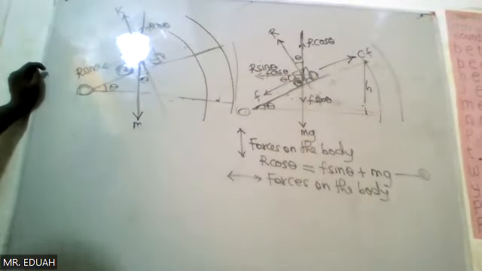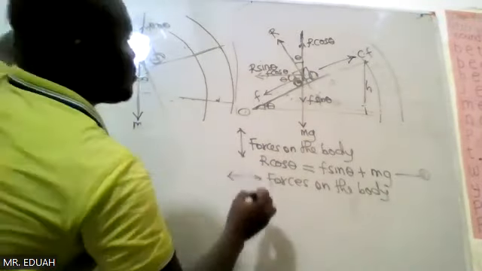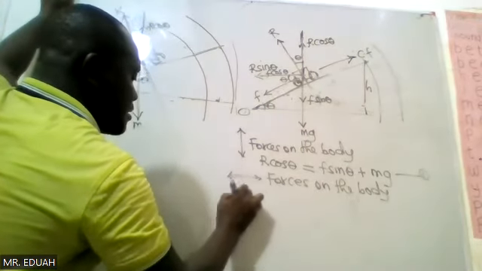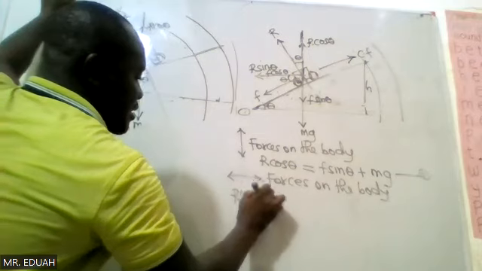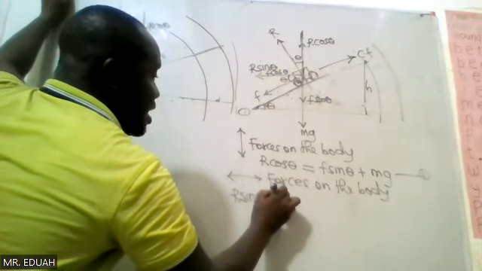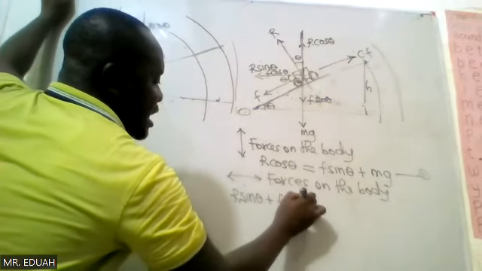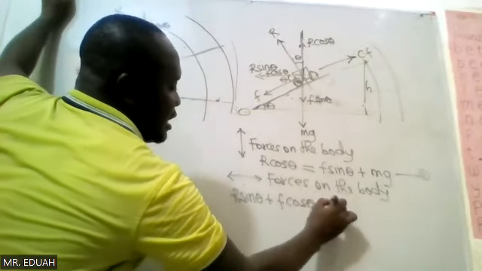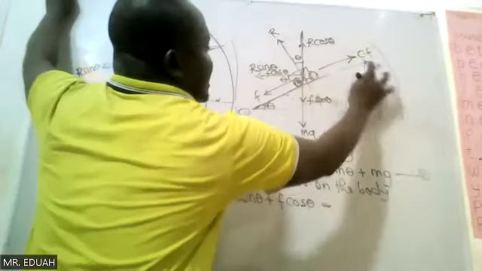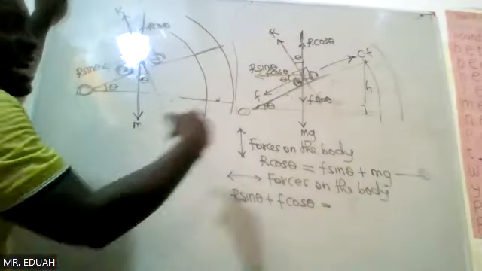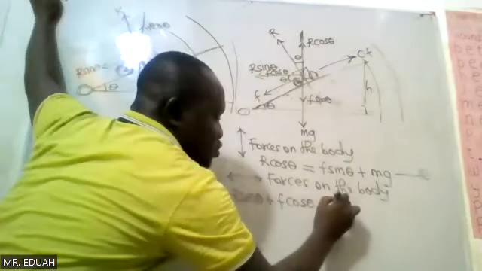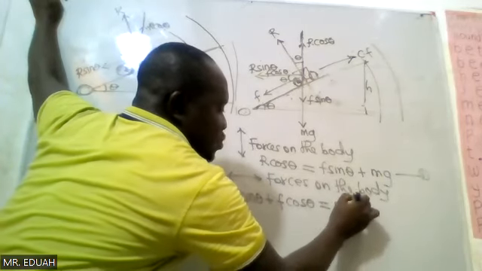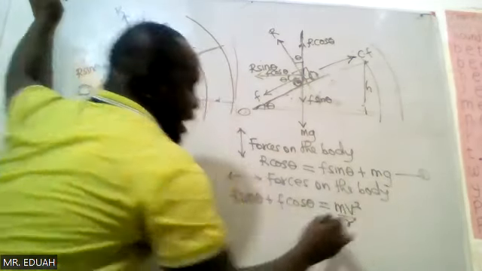Now, horizontal forces on the body, we have R sine theta plus the horizontal component of friction, F cos theta, equal to, these are unbalanced. So because of their direction, we equate it to centripetal force, mv squared on R.